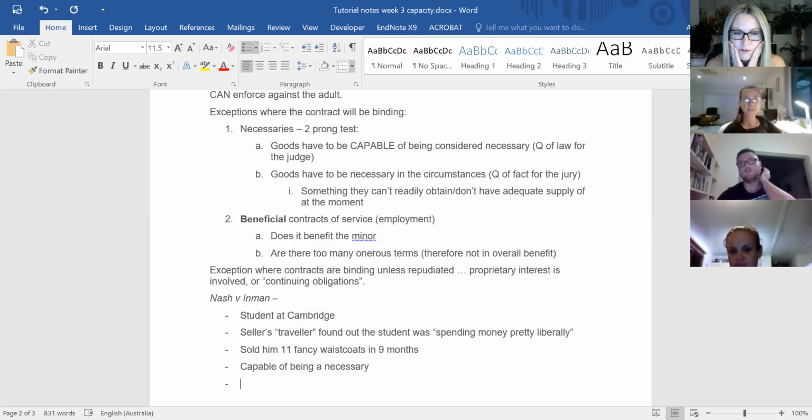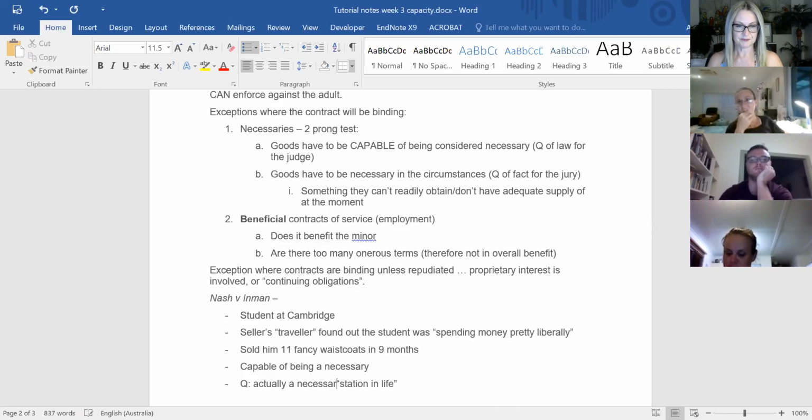The father came in and said that he had clothes. Yes. They said that you need to look, amongst other things, and this is kind of useful, at one's station in life as to whether it's actually a necessary. You have to look at one's station in life and the surrounding circumstances. This is the first question: was it capable of being a necessary? Yes, it's clothing. Actually necessary, you've got to look at the station in life.